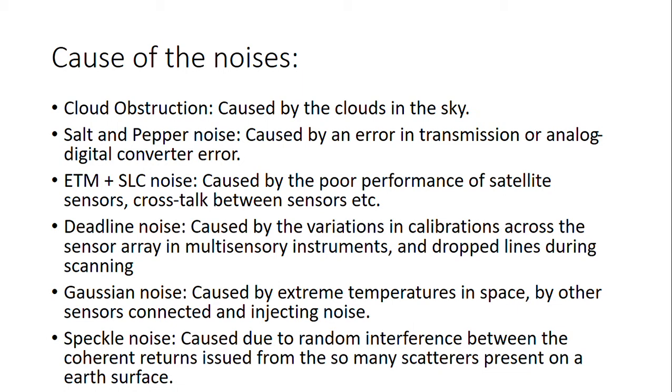The speckle noise. This is a granular pattern, a special kind of noise that is mainly found in the satellite images. Removing this noise is one of the major challenges and least touched issues. This is mainly caused by random interferences between the coherent returns issued from so many scatterers present across the Earth's surface.